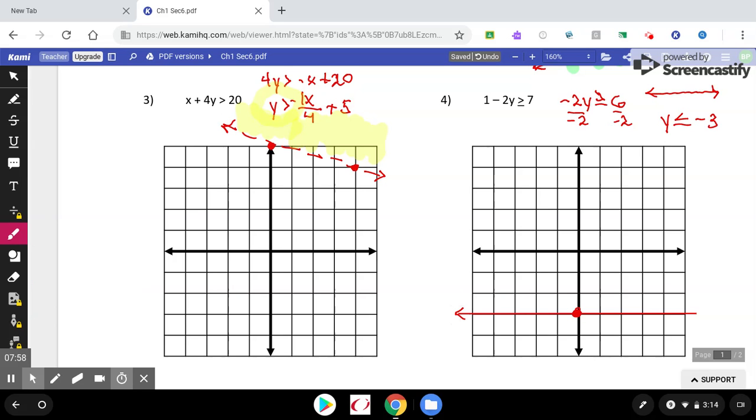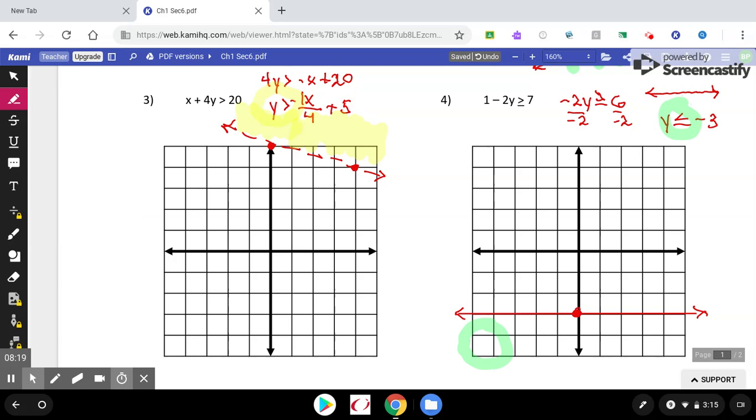Now, if you had to make a mistake, let's say you're taking a quiz, smart thing to do would be before you turn in the quiz, go back and look at all your lines. You could go and take an eraser and make that into a dashed line very easily. So, where do I shade? Less than, so underneath.